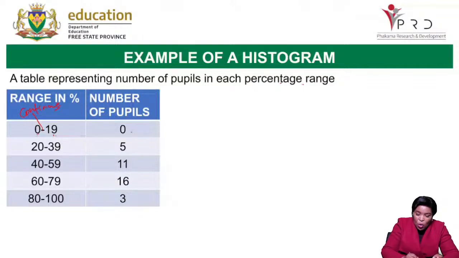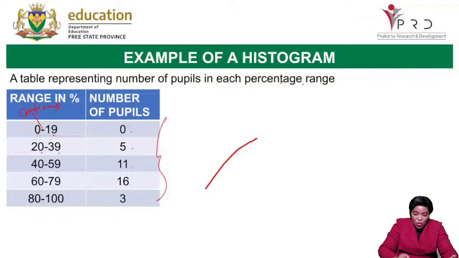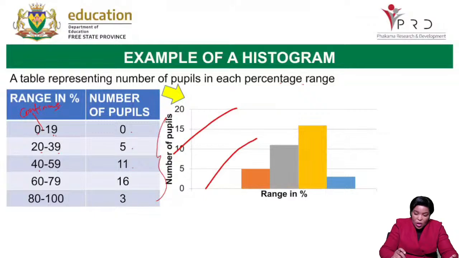We have no people, we have 0 people. But in the range of 20 to 39, we have 5 pupils. In the range of 40 to 59, we have 11. So how are you going to put this information in a histogram? This is how you are going to do it in a histogram.